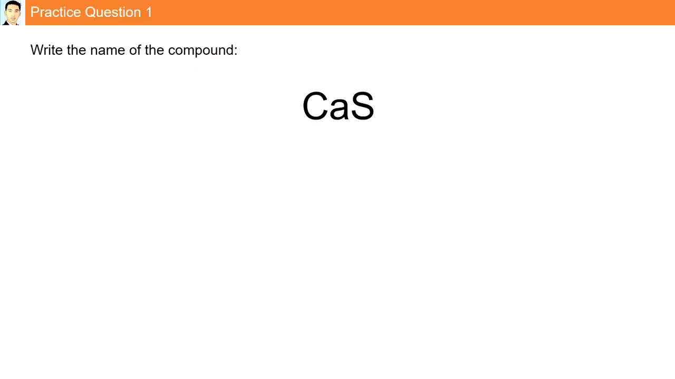Practice question 1. Write the name of the compound CaS. Here we have the first element is calcium and the second element is sulfur. So writing this, we will write the first element name as calcium, followed by the second element name with the ending IDE, sulfide.